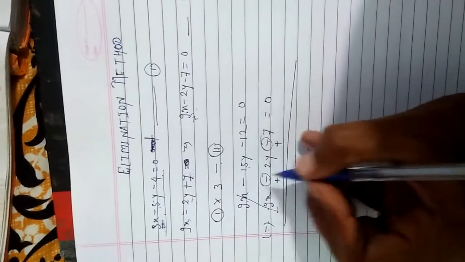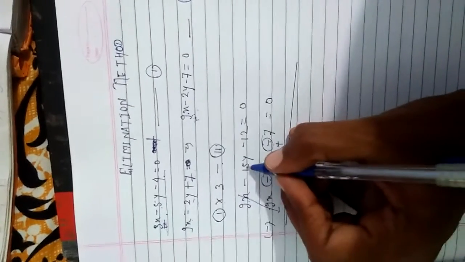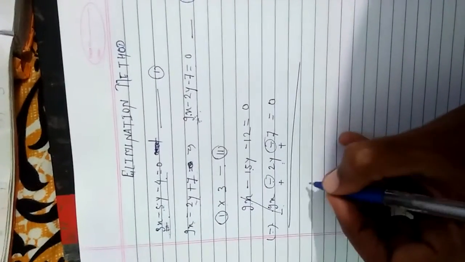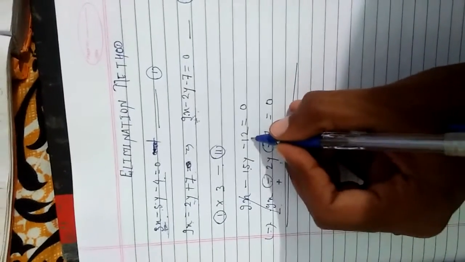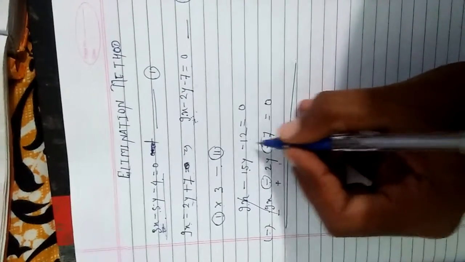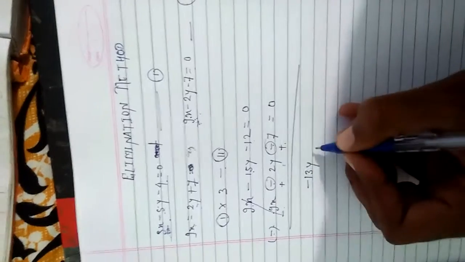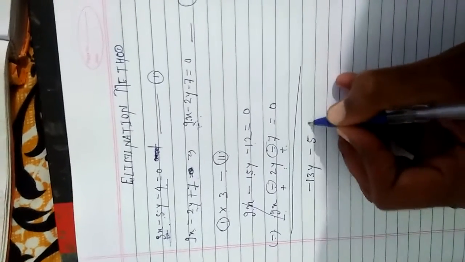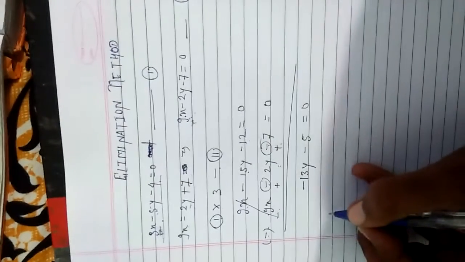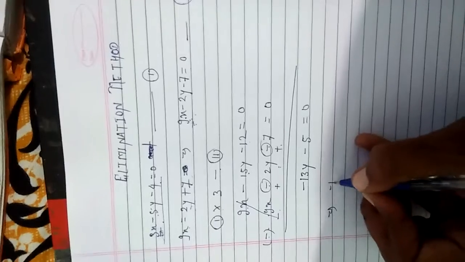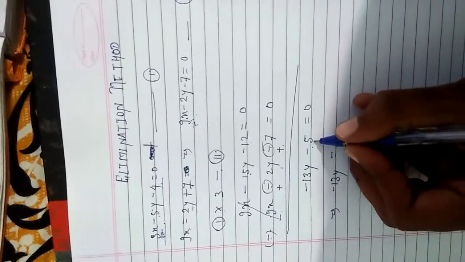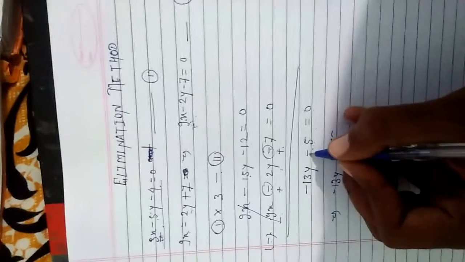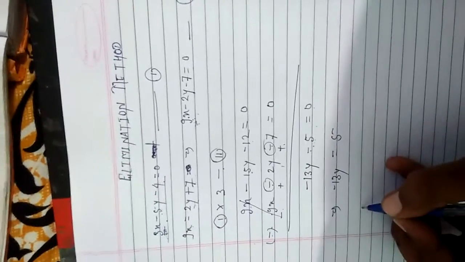This is minus 15y and this is plus 2y. So minus 15y and plus 2y, that means minus 13y, and this is minus 12 and this is plus 7. Okay, so minus 12 and plus 7, that means minus 5 equals 0. So minus 13y, we will take this minus 5 on the right hand side, so it will become 5 because this is a minus now.